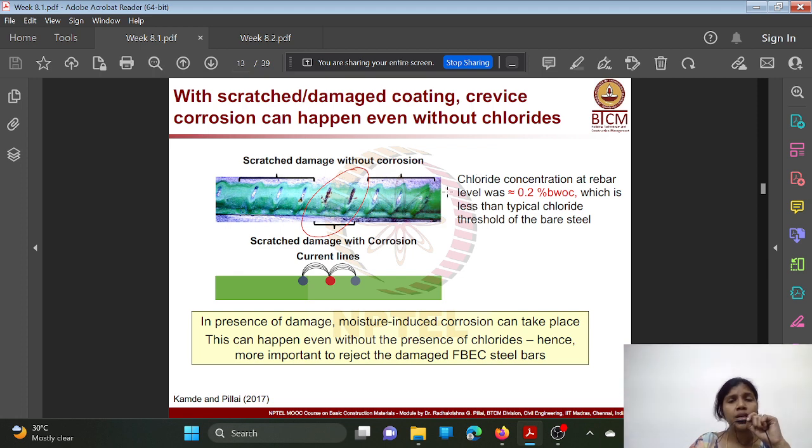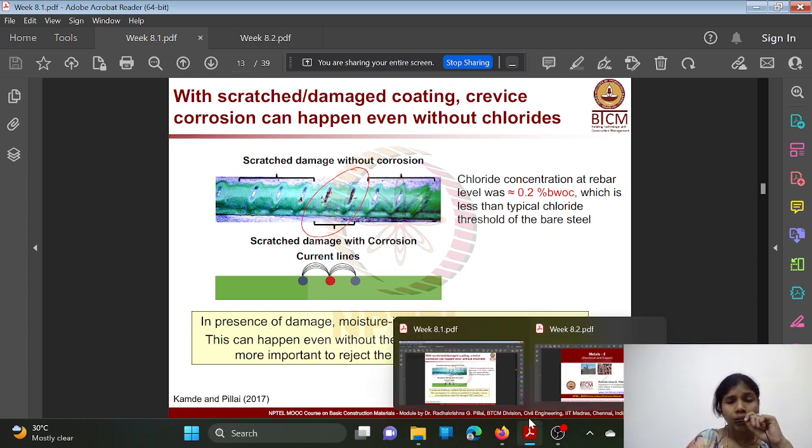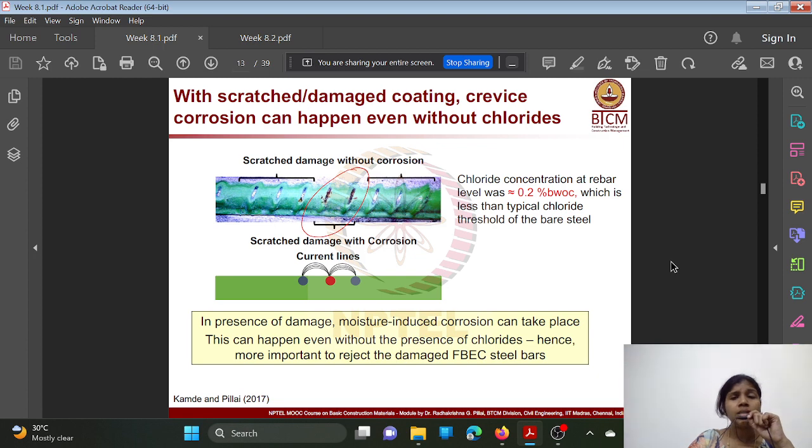Chloride concentration at rebar level was approximately 0.2%, which is less than the typical chloride threshold of bare steel. See, in the presence of damage, moisture induced corrosion can take place. This can happen even without the presence of chlorides. So it is very important to reject the damaged FBEC steel bars. That is the main motto now.